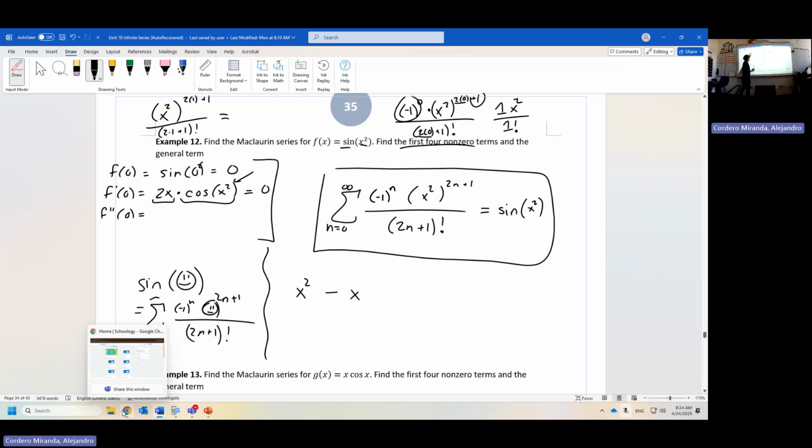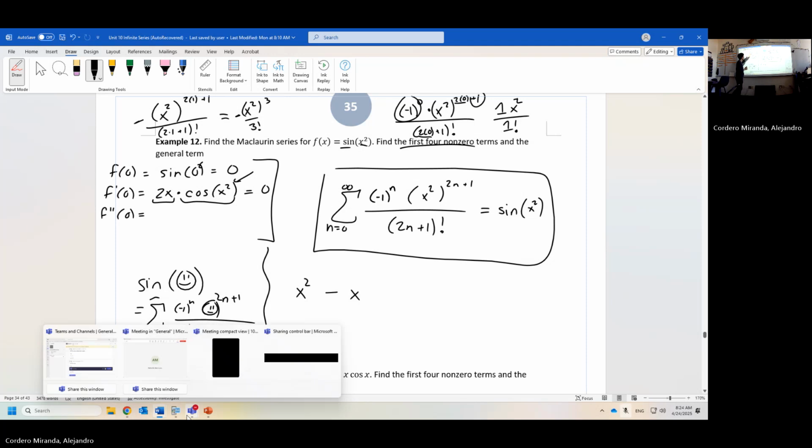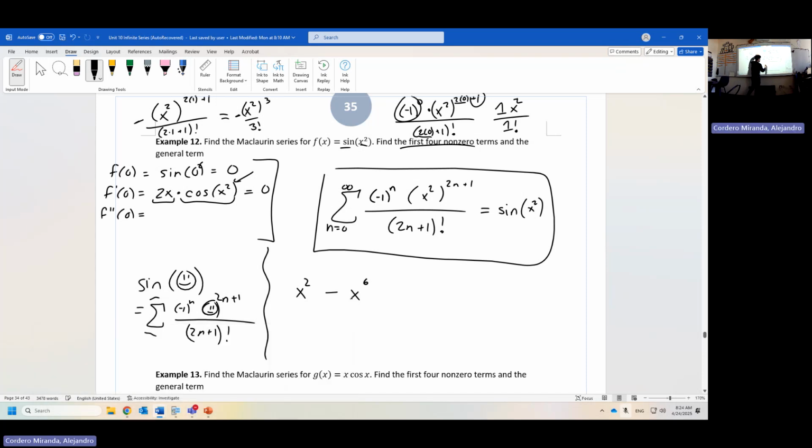X squared. Oh, yeah, you're right. This would be negative that. Negative x squared to the third over 3 factorial. This would simplify to be negative x to the 6 over 3 factorial. The shorter way I was going to say is that the powers of x squared are going to be all the odd ones, so you can figure it out that way.